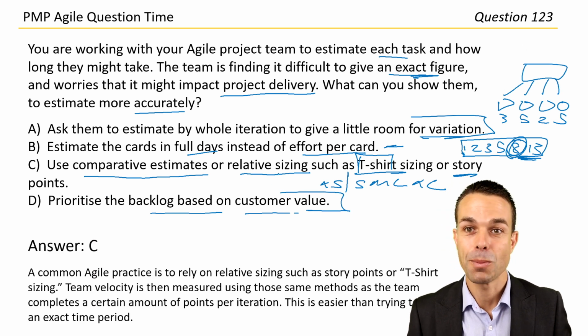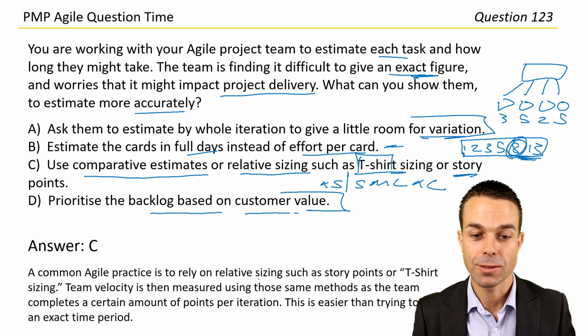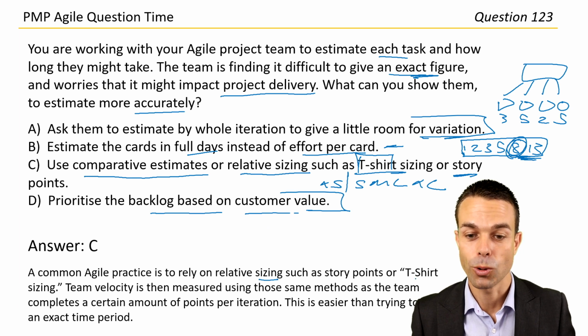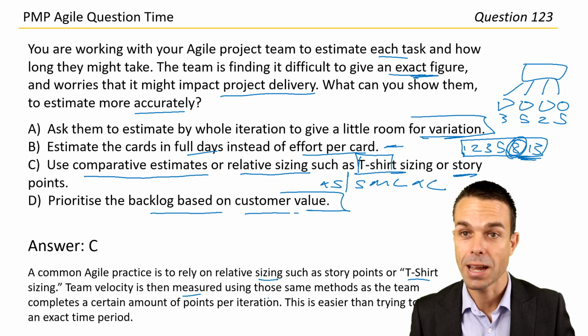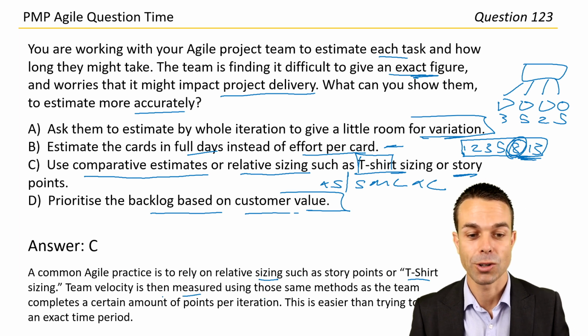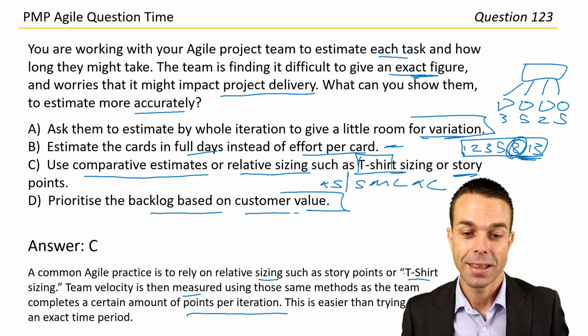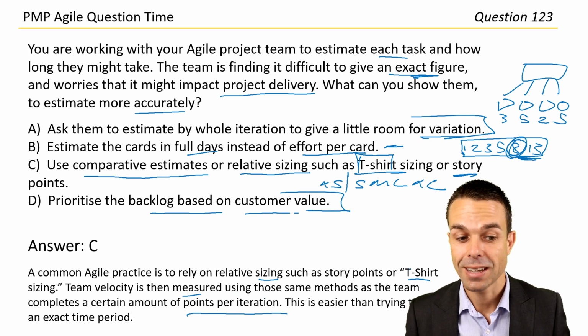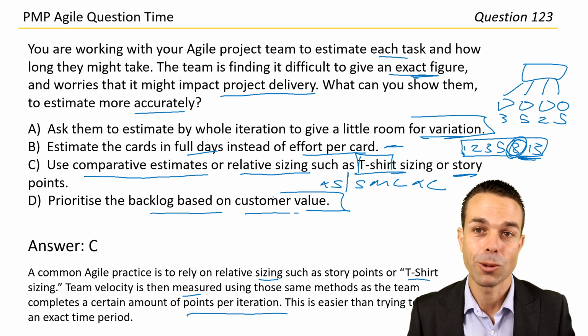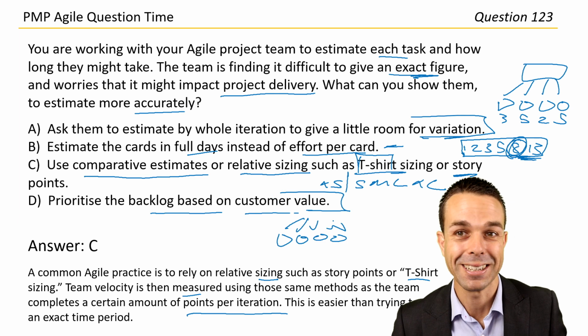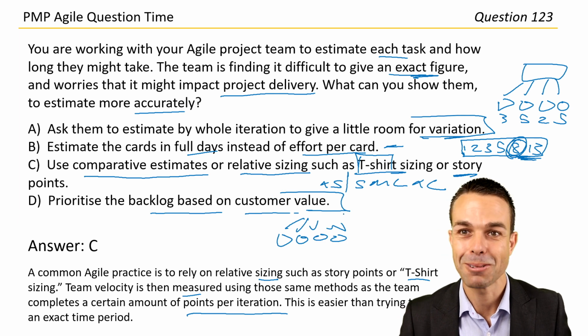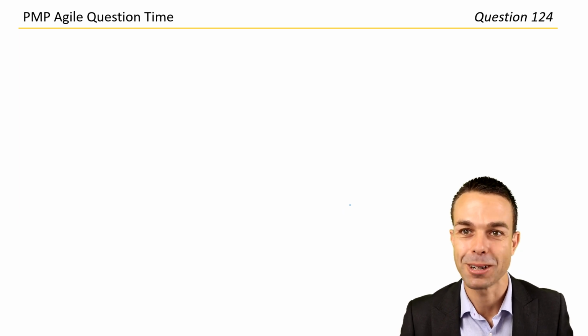There it is. A common Agile practice is to rely on relative sizing, such as story points or t-shirt sizing. Team velocity is then measured using those same methods as the team completes a certain amount of points per iteration. This is easier than trying to predict an exact time period. So we don't really want to try and predict, we just want to figure out what we have to do and then figure out how long that's going to take. Pretty easy stuff when you get into it. All right, that was a great question to start off. Let's see what else we've got.